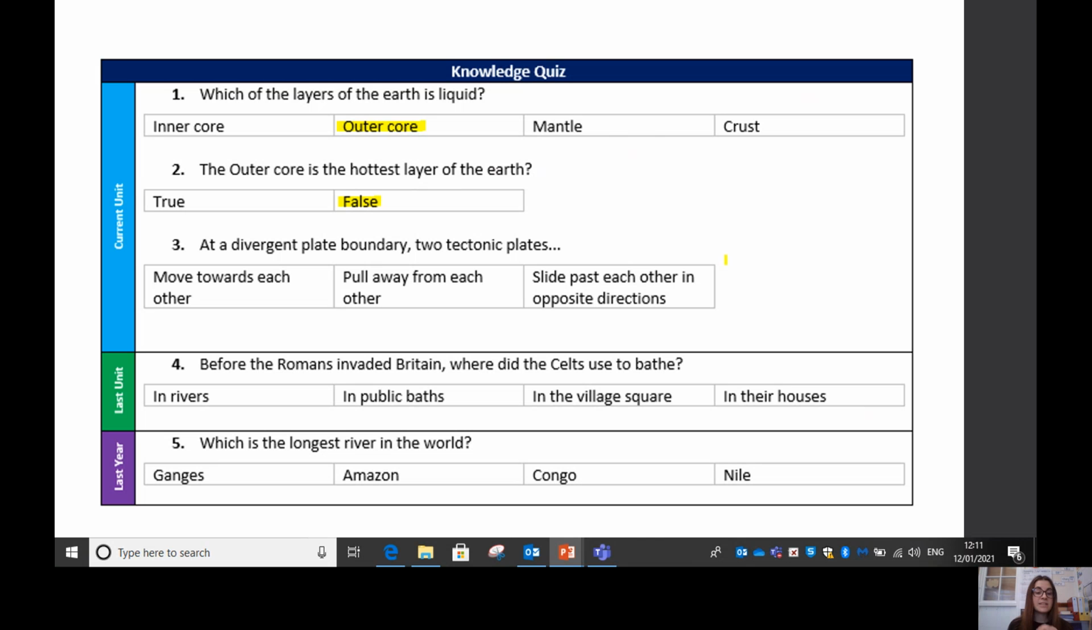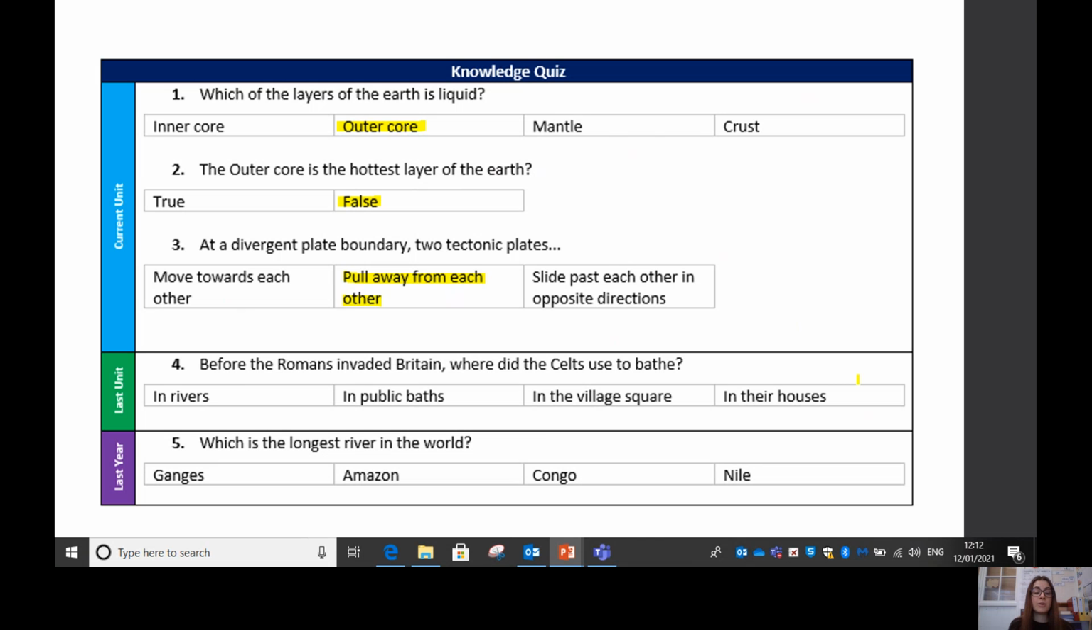Question number 3. At a divergent plate boundary, do two tectonic plates move towards each other, pull away from each other, or slide past each other in opposite directions? Think back to your actions from last week and see if you can remember. Yes, you're absolutely right if you said at a divergent plate boundary, two tectonic plates pull away from each other. It is at a convergent boundary where the two plates move towards each other, and at a transform plate boundary where two plates slide past each other in opposite directions.